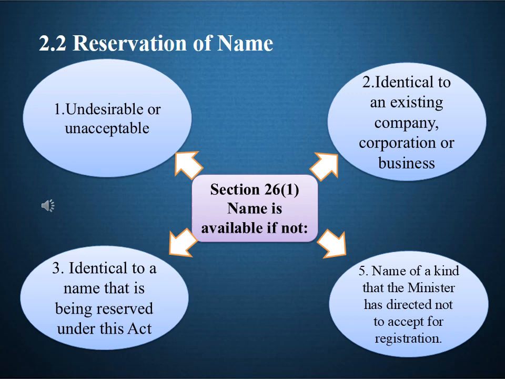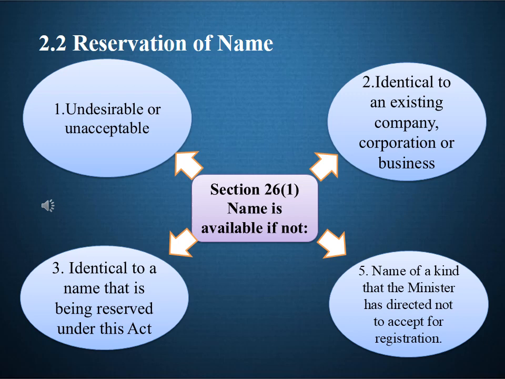Now, when you reserve the name of the company, Section 26 subsection 1 provides that the name is available unless the name is undesirable or unacceptable, the name is identical to an existing company, corporation, or business, or the name is identical to a name that is being reserved under this Act. So assuming another person has reserved a particular name that is similar to your name, it might not be available. Or the name is of a kind that the minister has directed not to accept for registration.